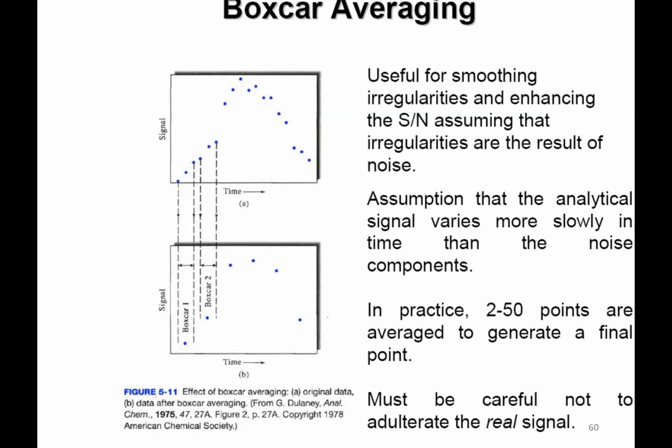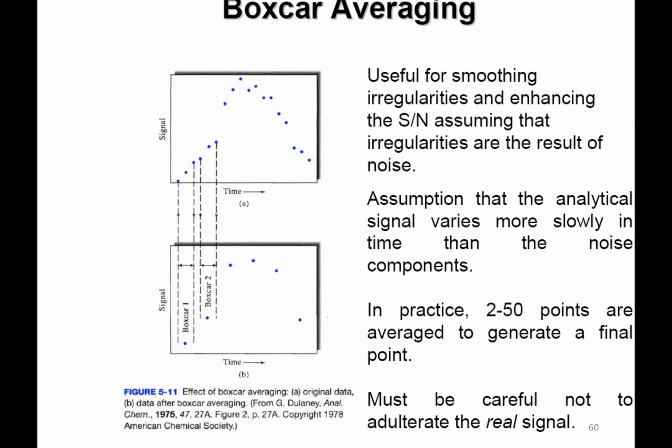Notice what it's saying. You must be careful not to adulterate the real signal, because sometimes when you average these signals, you might get a spectrum that does not look like the original. Does that make sense? So you have to be careful that the number of data points you are averaging are reflective of the original. So that's important. Any question here so far?